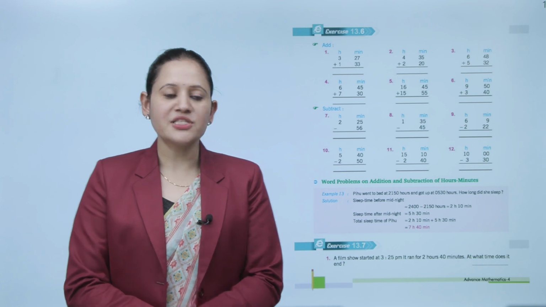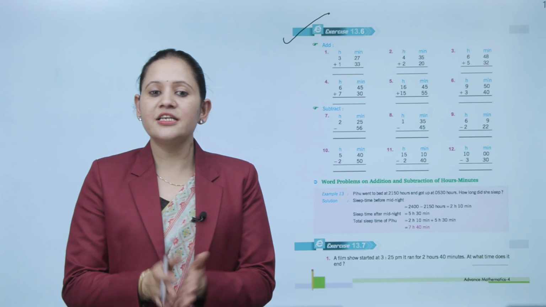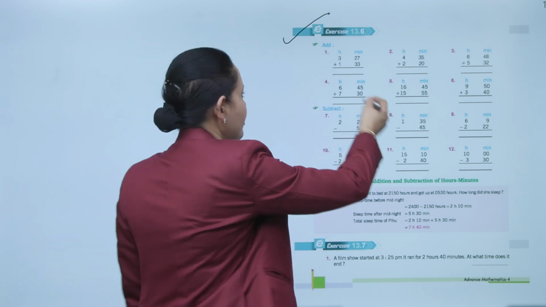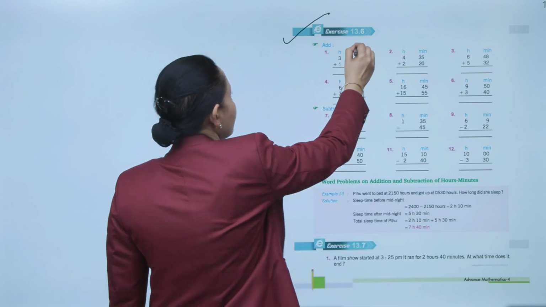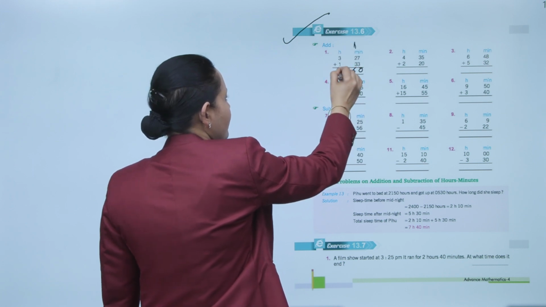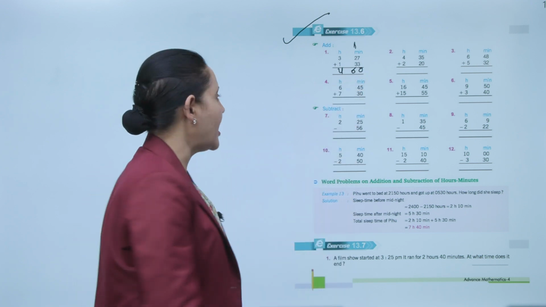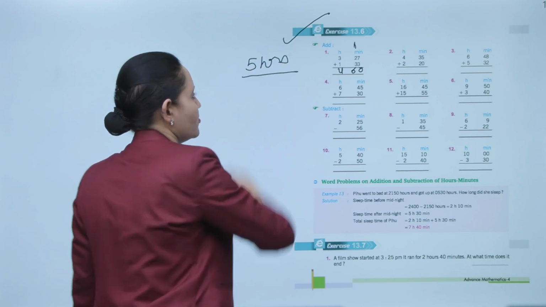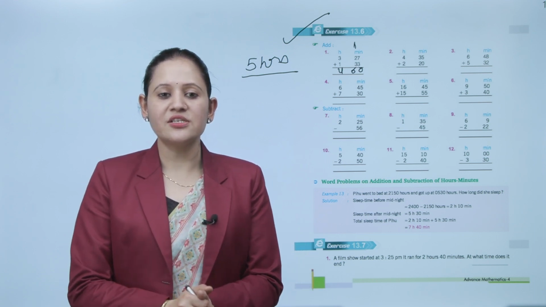Next is exercise 13.6. Add 3 hours 27 minutes and 1 hour 33 minutes. Start from minutes, 7 plus 3, 10, 0, carry 1, 3 and 2 is 5 and 1, 6, and you get 60 minutes. Now here, 60 minutes is equals to 1 hour. So, that is equals to 5 hours total. Clear? So, you have to practice all the questions of this exercise.